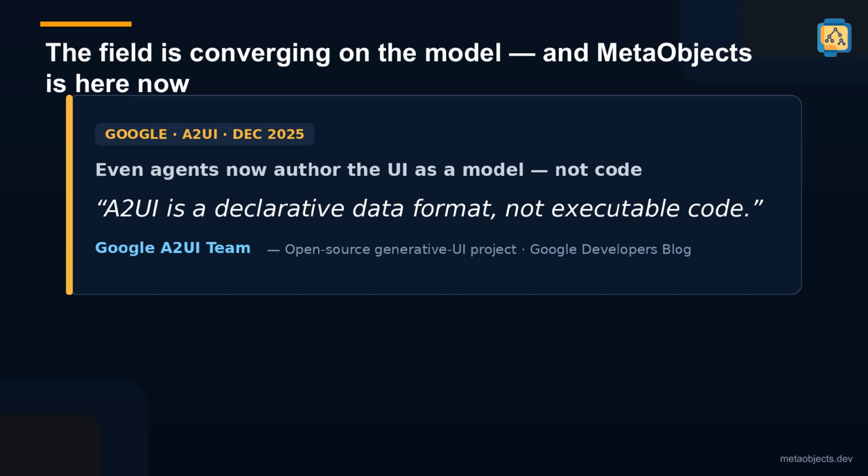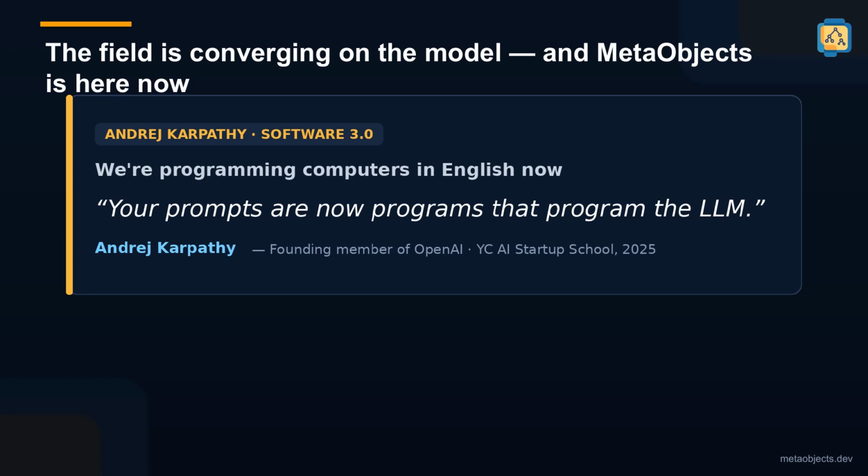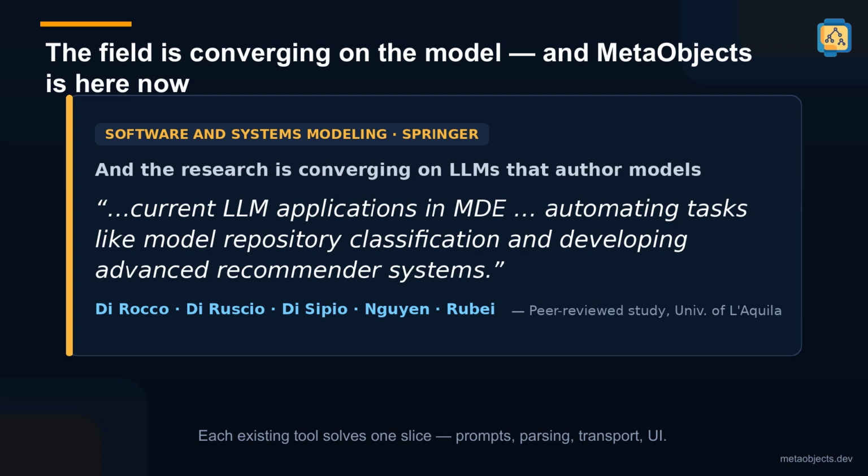And this is where the whole industry is heading. Let the AI author a model, not raw code. Google's A2 UI now has agents author the user interface as a declarative model, a data format, not executable code. But it's only the UI, and only a fixed palette of components. Andrej Karpathy calls it Software 3.0. We're programming computers in English now, and your prompts are programs that program the model. And researchers are arriving at the same answer. Large language models that author models, not just code. Everyone is converging on it, each from a different slice.